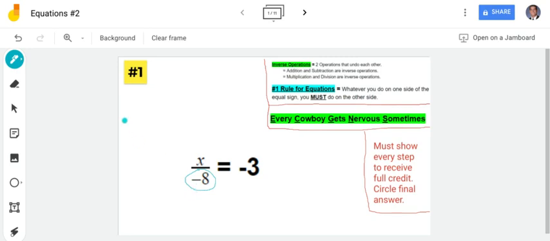And so here's how I'm going to show multiplication. I'm going to do this. I'm going to write -8 over here to the side. I'm going to put a dot for multiplication. I'm going to put my -8 in parentheses to show multiplication.